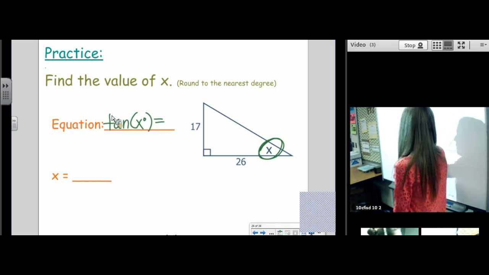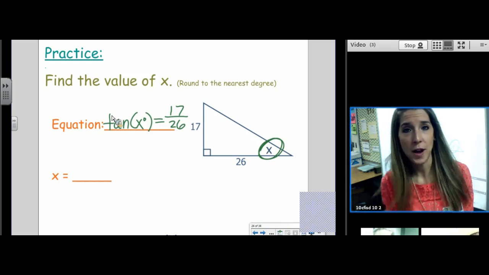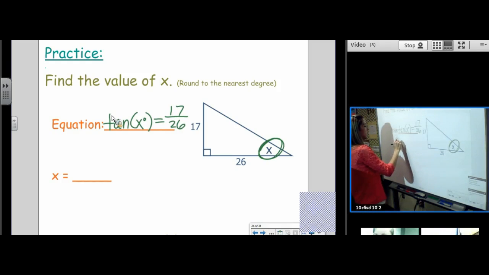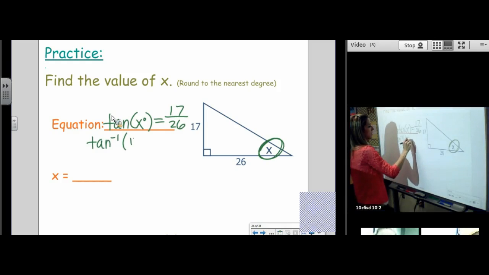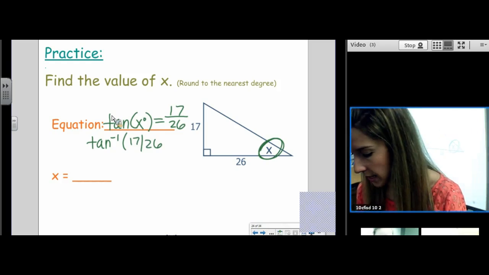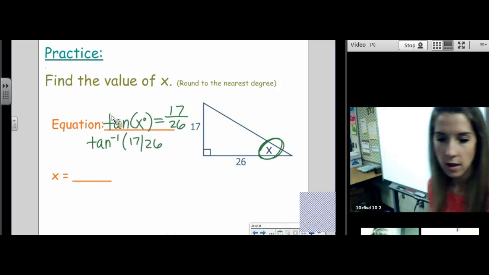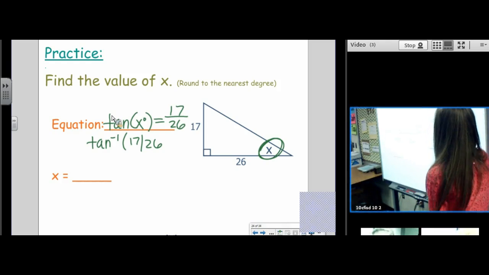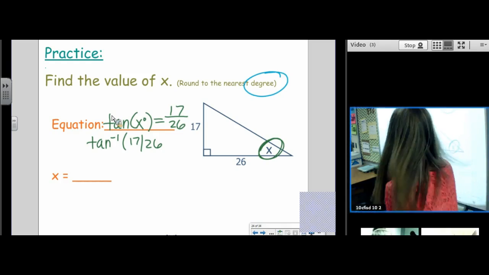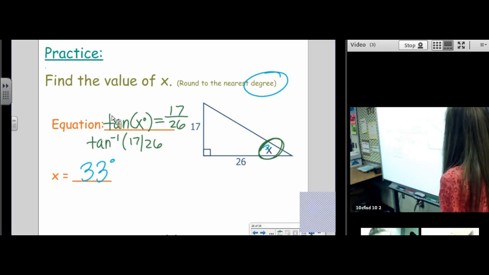Opposite over adjacent. X is trapped in the tangent function, so we are going to do inverse tan. So we press second tan, and then we do 17 divided by 26. So second tan, opposite divided by adjacent. Let's round to the nearest degree. That means whole number. So what degree is that angle? Good, Rishi. It's a 33-degree angle.